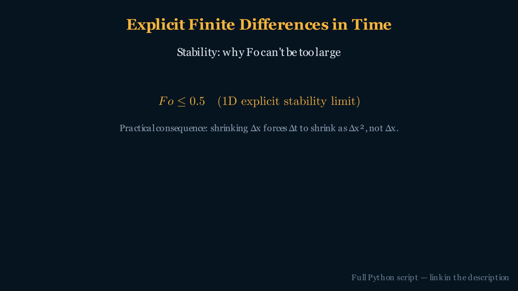This has a real practical cost. Refine your grid for better spatial accuracy, and the maximum stable time step shrinks with the square of that spacing. A finer mesh gets expensive fast. That's exactly the limitation the implicit method we'll see next doesn't have.